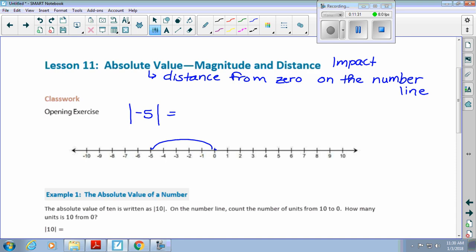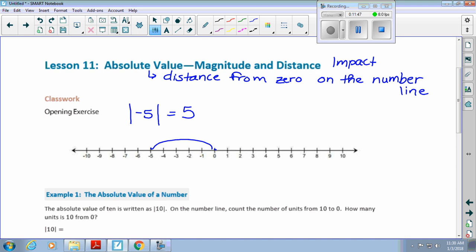Anyway, so the absolute value of -5, the distance from 0, is 5. So that started as a negative number, right? We found the absolute value of a negative number, and it all of a sudden transformed into a positive number.